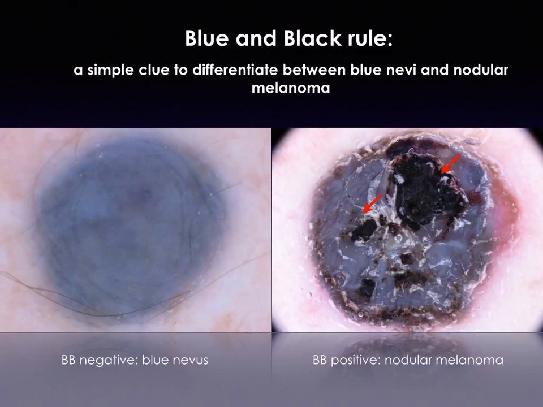So to summarize, the blue and black rule is a simple clue to differentiate between blue nevi and nodular melanoma showing a structureless blue pattern, whereby blue nevi are blue and black negative and nodular melanoma is blue and black positive.